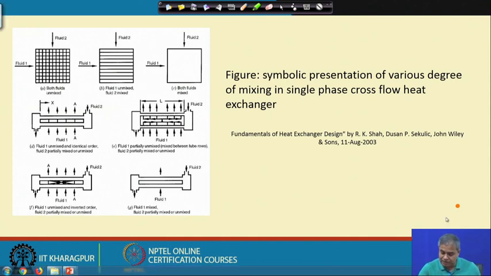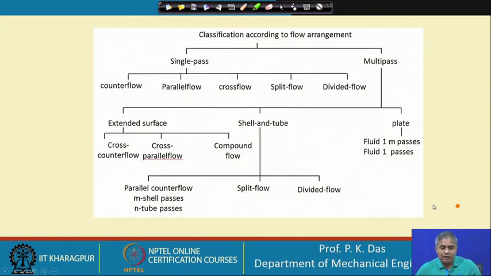So, let us go to the next slide. Classification according to the flow arrangement. Flow arrangement, we can have single pass. What is the meaning of single pass? If one fluid covers the length of the heat exchanger only once, that is single pass. If it covers the length 2 times, then it is 2 pass, and like that.